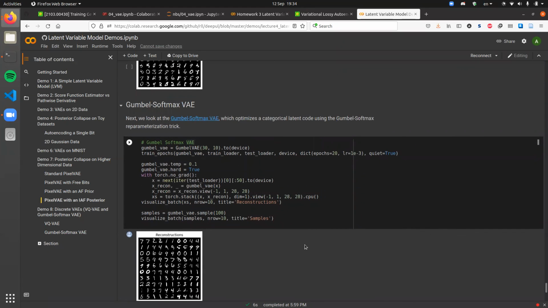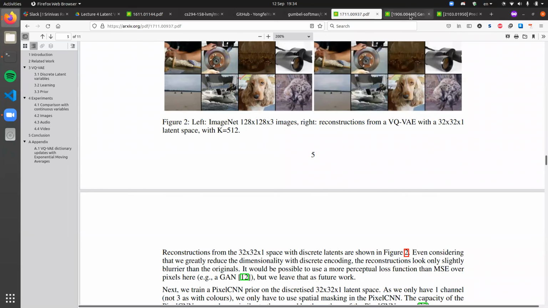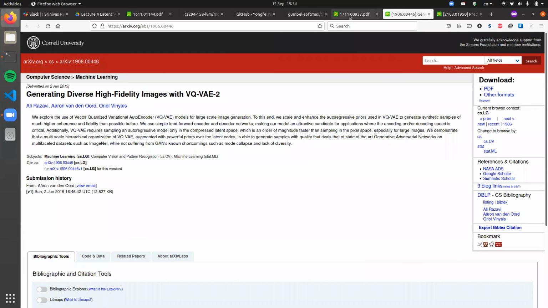and another variant of model which models the latent as a categorical distribution instead of a continuous distribution as in VAE is this Gumbel softmax VAE. And we can briefly look at the paper presenting the Gumbel softmax. So let me just find it.